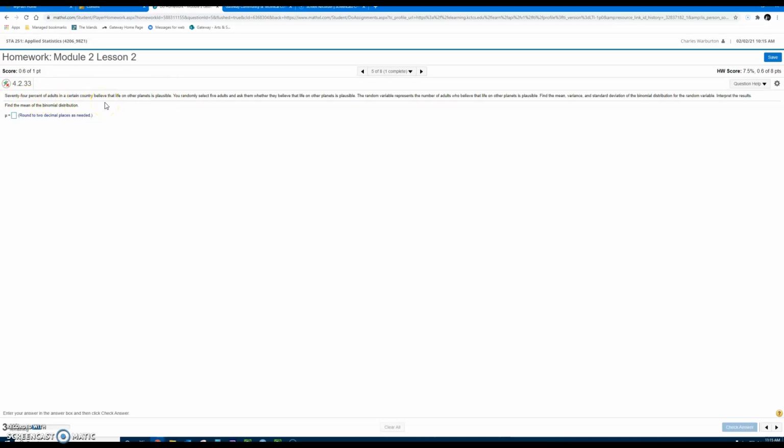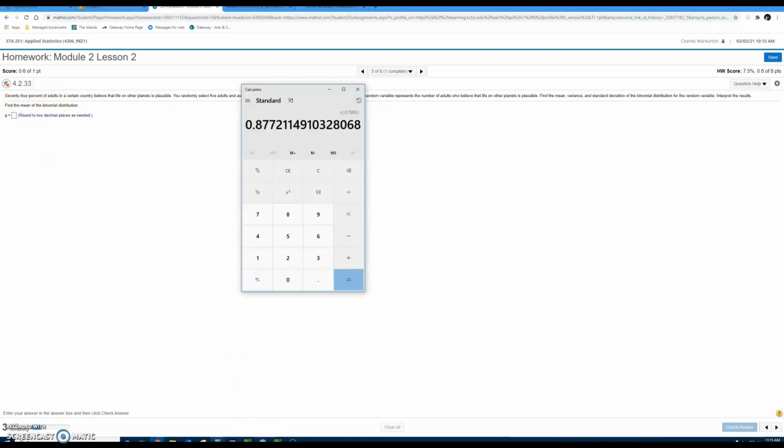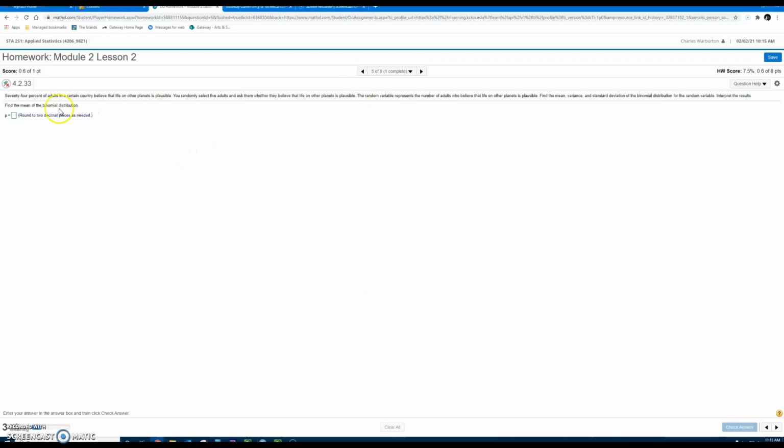We notate that with P for probability of success. We'll also need to know the probability of failure, which is going to be the other percent that takes up the 100%. So if 74% is the probability of success, the probability of failure would be 100% minus 74%, which would be 26%. We'll use that later. All right, I think we're ready to get going.